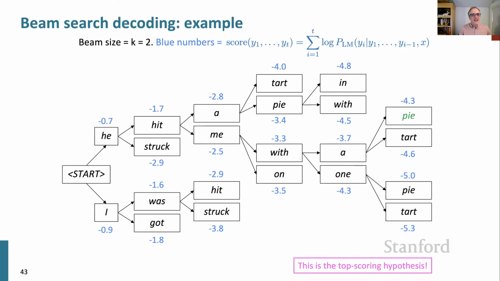And at this point, we would generate end of string and say, okay, we've got a complete hypothesis. He struck me with a pie. And we could then trace back through the tree to obtain the full hypothesis for this sentence. So that's most of the algorithm.